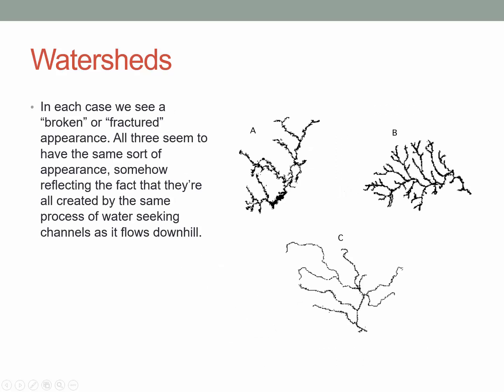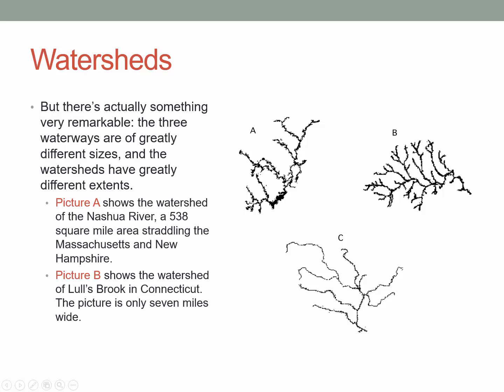So when we look at A, which I want to look at in the next slide, this is showing the watershed of the Nashua River. So what you're looking at there is about a 538 square mile area. It's a pretty good chunk of territory straddling the border between Massachusetts and New Hampshire.